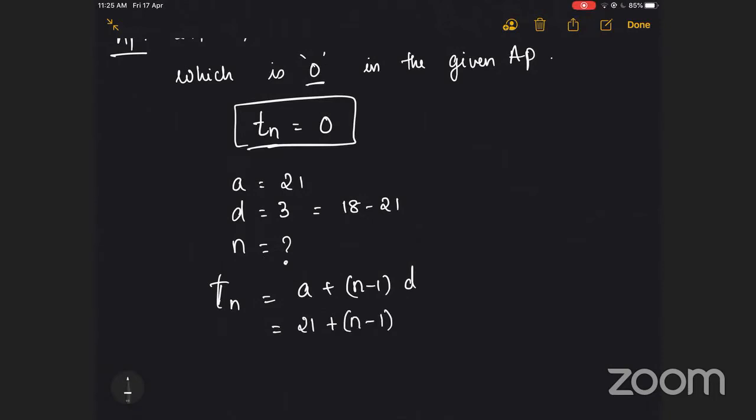So n. That is equal to 0. Is equal to A.